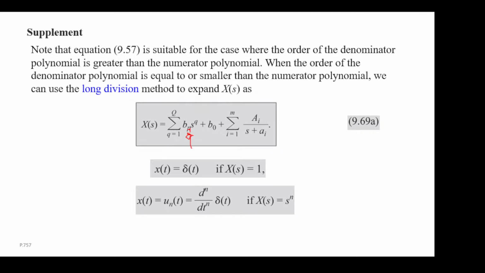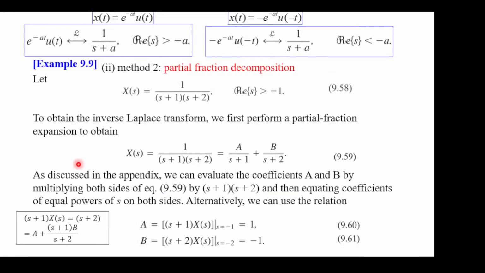B_Q s^Q, B_(Q-1) s^(Q-1), and plus some B_0. But anyway, these polynomial terms, you can also look at the formula to invert that. They are a little divergent. So this constant term will inverse Laplace transform into a delta function, and those s^Q terms will inverse Laplace transform to those u_n functions, which are singularity functions. They are more singular than the delta function. You can just look at the table and write them down. Okay. So that's inverse Laplace transform by partial fraction expansion.